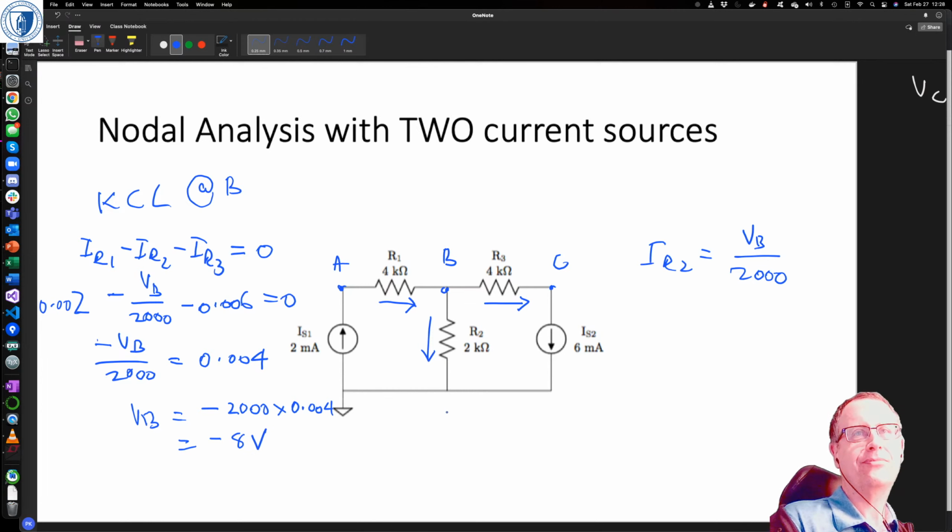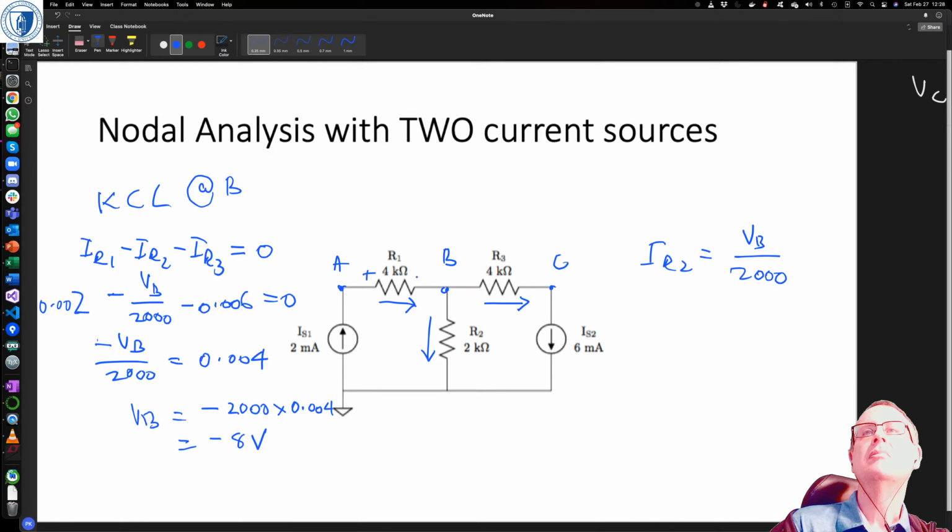Now, how do we get VA and VC? Well, we know that VB is minus 8 volts, right? We just calculated that. And now what we've got to do is see where do we go from there.